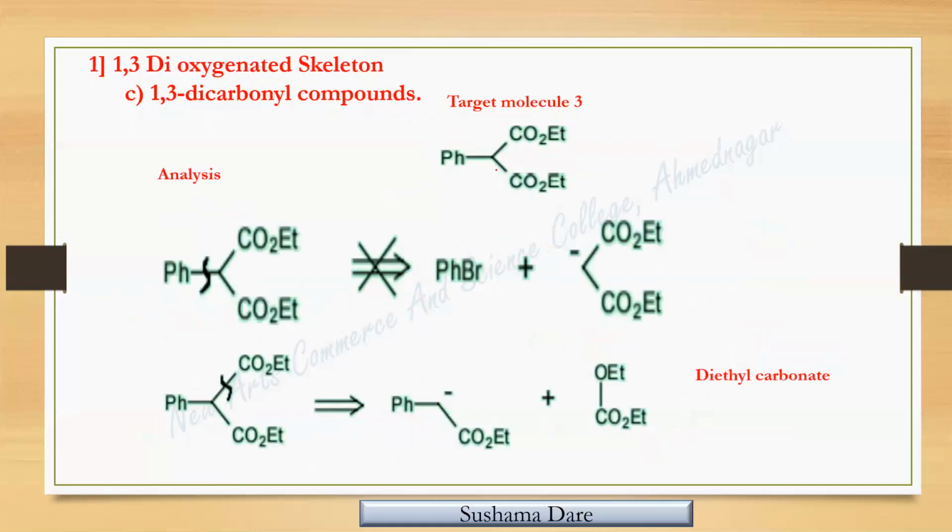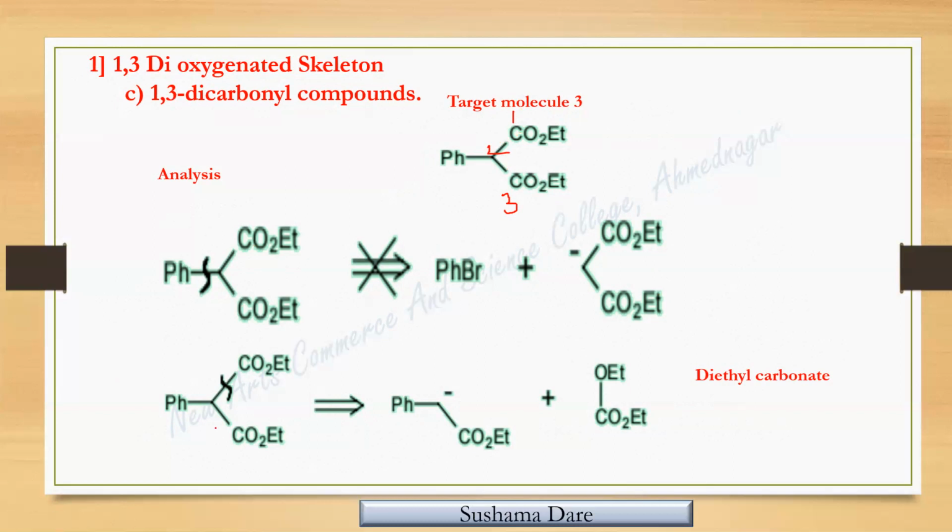Now this is the next example. Again, this is one number, this is the second number, and this one is the third number. Among this, which is the possible disconnection? As you can see here, this disconnection is the bad disconnection.